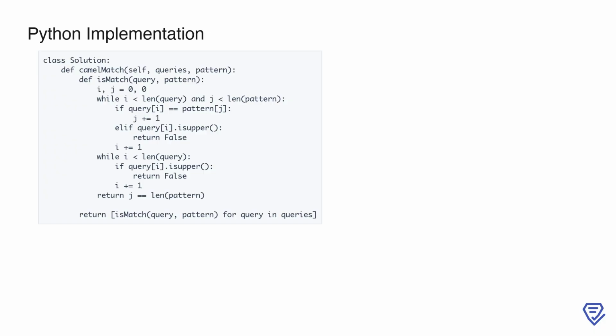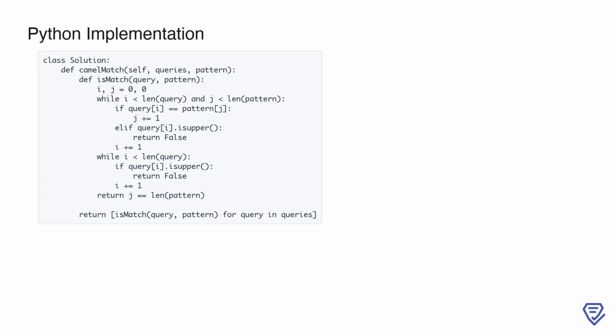This solution implements the CamelMatch function to determine if each query string in the queries list matches the pattern based on Camelcase rules. Here's a step-by-step breakdown. 1. We define a helper function isMatch that takes two strings, query and pattern, and checks if the query matches the pattern using Camelcase rules. 2. Inside isMatch, we use two pointers, i for traversing the query and j for the pattern. Both start at index 0.